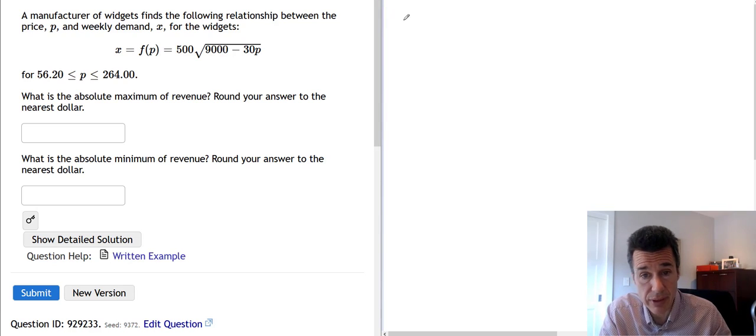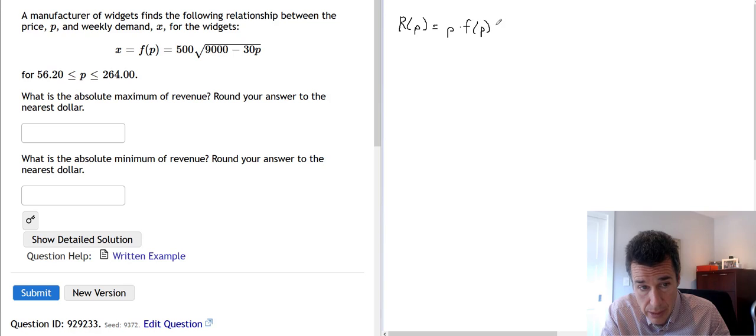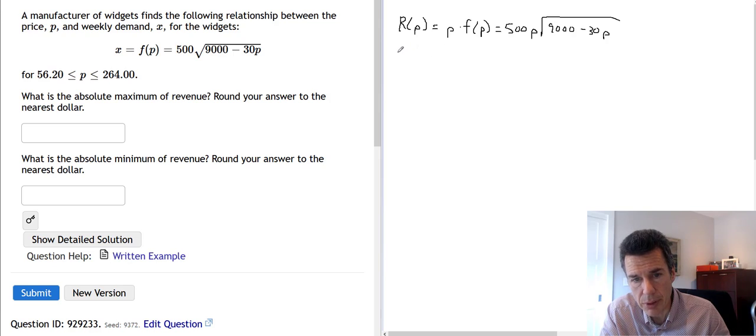Okay, so what do we have? Let's write down our revenue equation. R of p is equal to p times f of p, which is 500p times the square root of 9,000 minus 30p. All right, so we're going to find critical numbers. So we take the derivative. It's going to be a little messy.